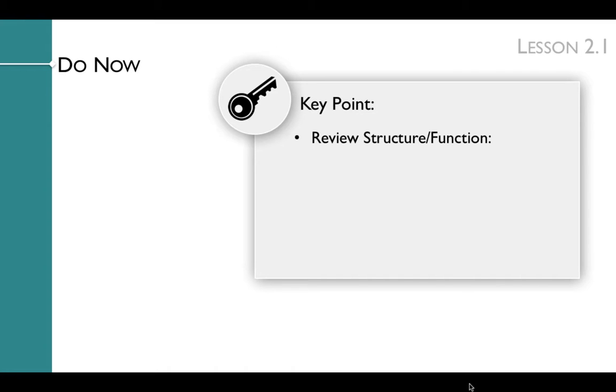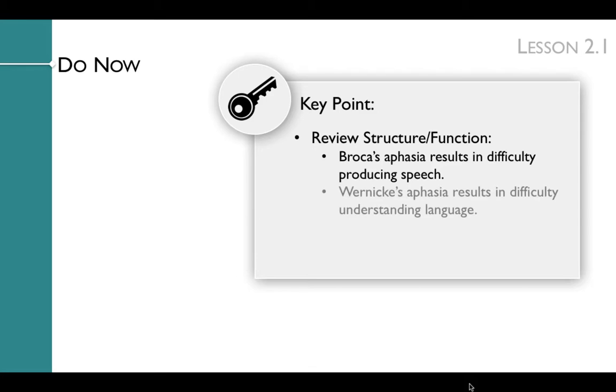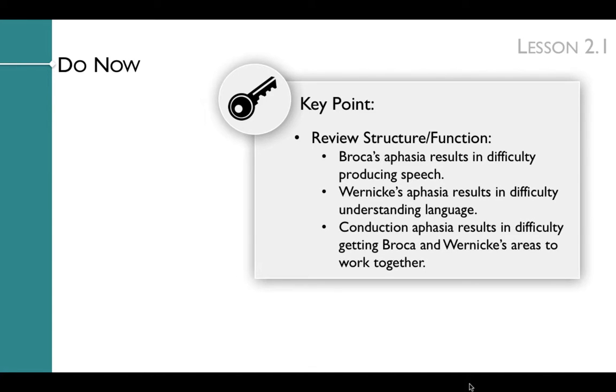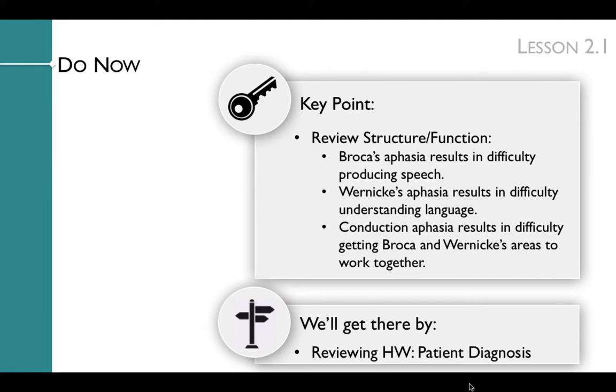The key point of the lesson's do-now is to review the relationship between structure and function. Specifically, when a language processing structure like Broca's or Wernicke's area is compromised, it results in specific behavioral symptoms. For example, Broca's aphasia results in difficulty producing speech. Wernicke's aphasia results in difficulty understanding language, and conduction aphasia results in difficulty getting Broca's and Wernicke's areas to work together. We'll get there by reviewing the homework from last night, in which students diagnose patients with different aphasias.